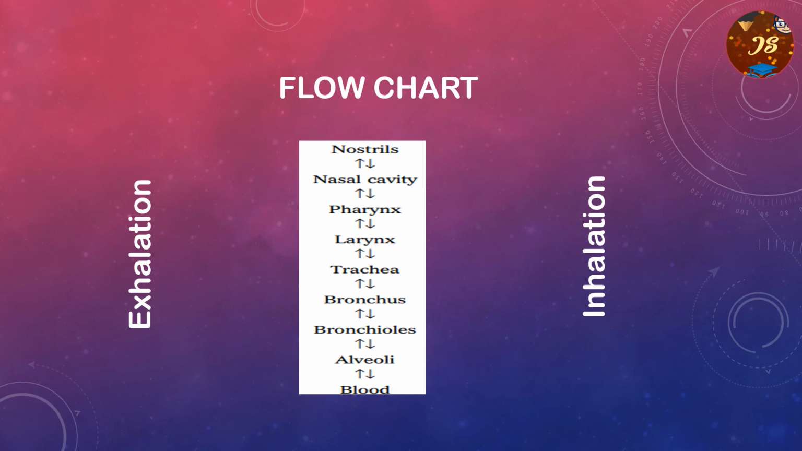We can explain the mechanism of breathing by flowchart also. This arrow indicates the inhalation. Through the nostrils, the air enters the nasal cavity, then the pharynx, then the larynx, then the trachea, then the bronchus, then the bronchioles, then the alveoli, and ultimately goes to the blood for gaseous exchange. When cellular respiration is complete, carbon dioxide is present in the blood, and the blood comes to the alveoli. Here the exhalation starts. From the blood, the carbon dioxide enters the alveoli, then the bronchioles, then the bronchus, then the trachea, then the larynx, then the pharynx, then the nasal cavity, and through the nostrils it goes outside. So, the mechanism of breathing can be explained through a flowchart also.